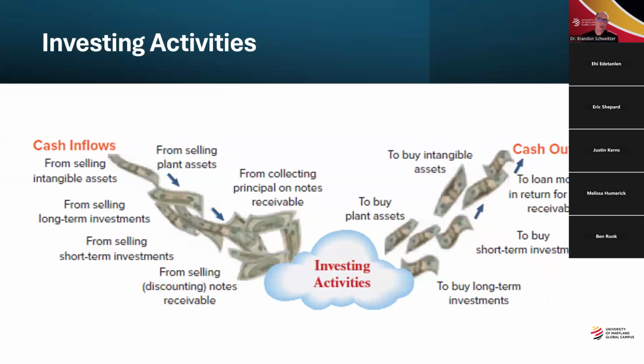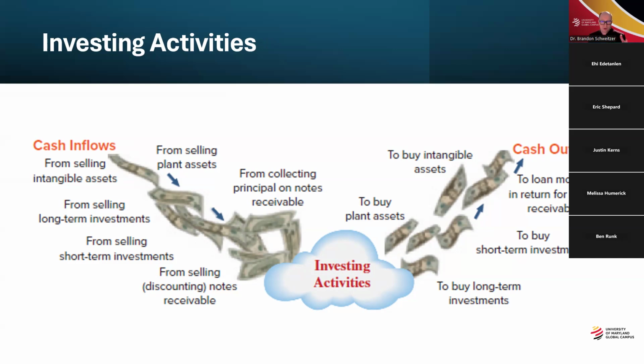The second category is investing activities. Investing activities include transactions and events that come from the purchase and sale of long-term assets like property, plant, and equipment. These also include the purchase and sale of short-term investments in other entities and lending and collecting money for notes receivable.